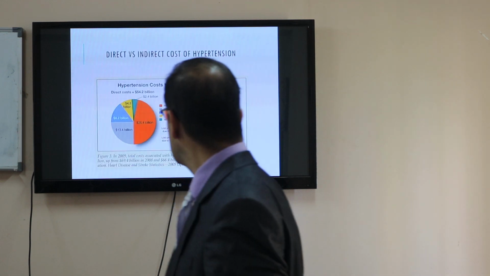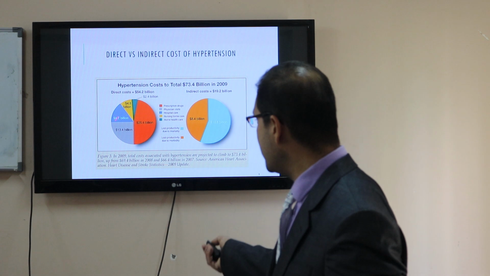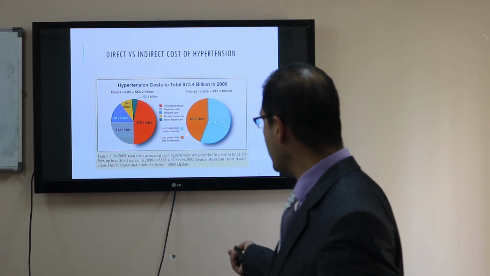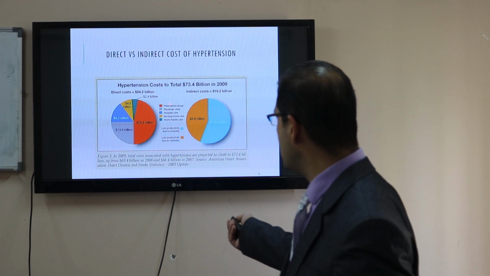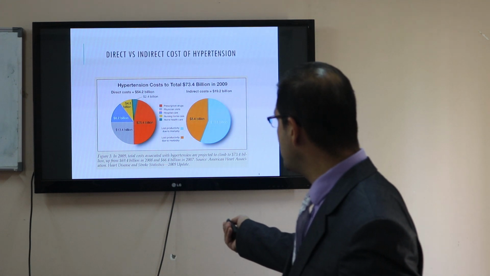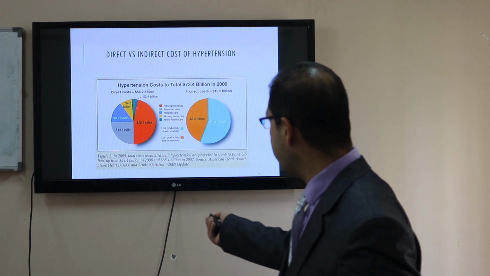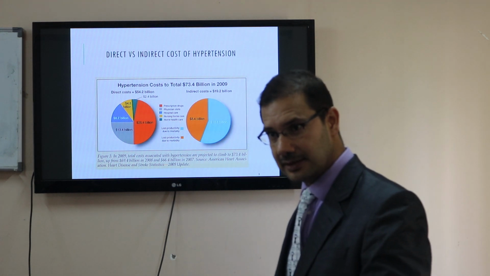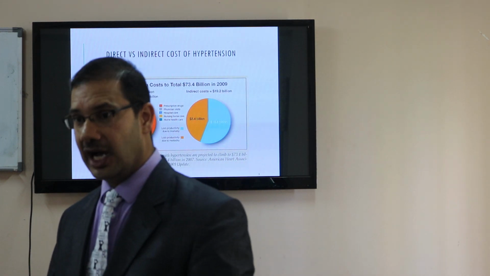Okay. So in the US, this is the direct cost for hypertension. This is the indirect cost for hypertension. Look at the direct cost: prescriptions, physician visits, hospital care, nursing home, home health care. Those are direct, okay? When I say direct, it doesn't mean you pay from your pocket. There's a difference between direct and paying out of pocket.